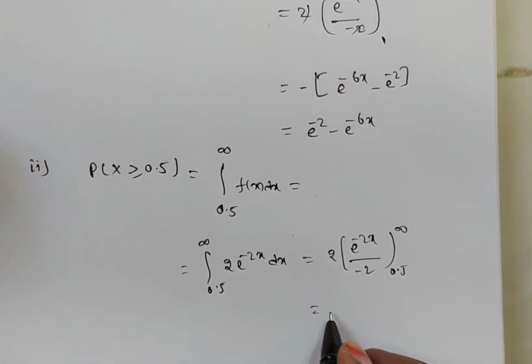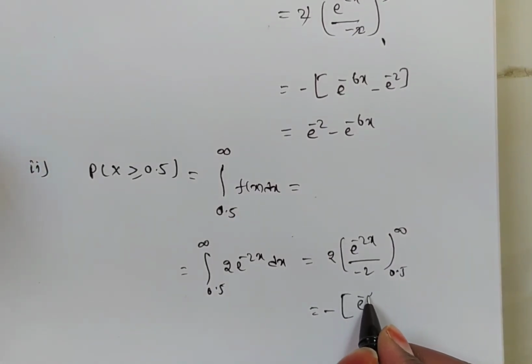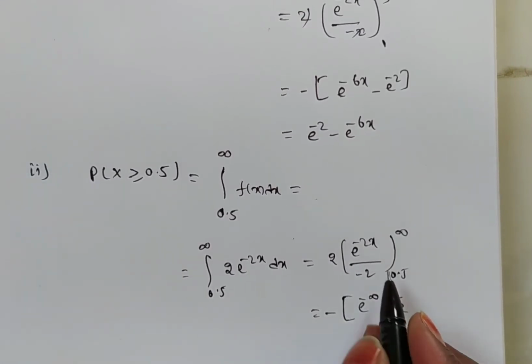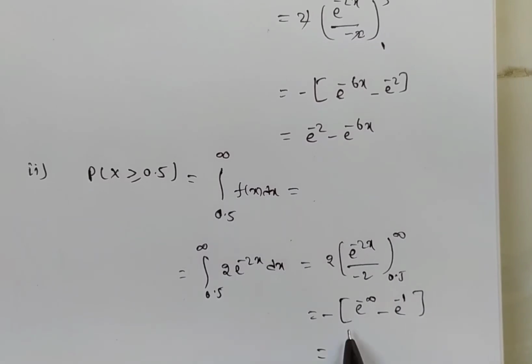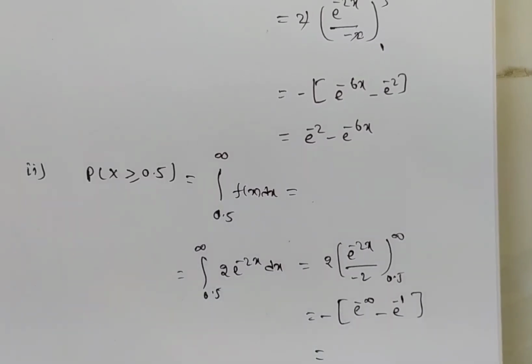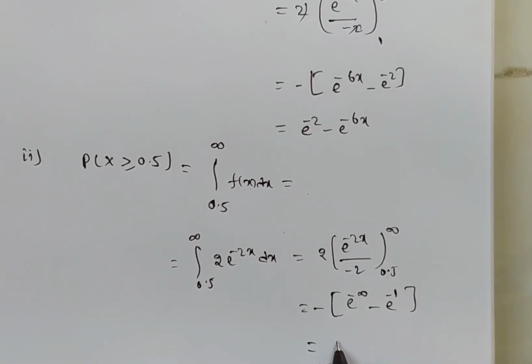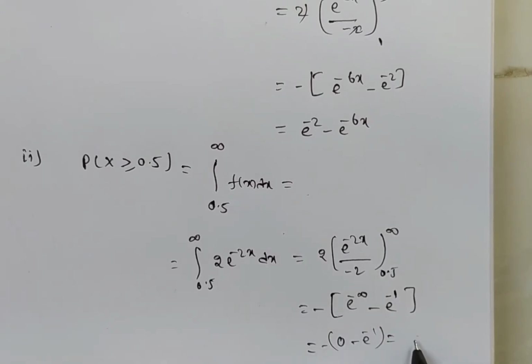Now here you will have minus outside, then e^(-infinity) minus e^(-2 times 0.5), and 2 times 0.5 is 1. e^(-infinity) is nothing but 1 by e^(infinity), so you will have 0. So 0 minus e^(-1), times the minus outside, minus of minus is plus. So you will get e^(-1), that is 1 by e.